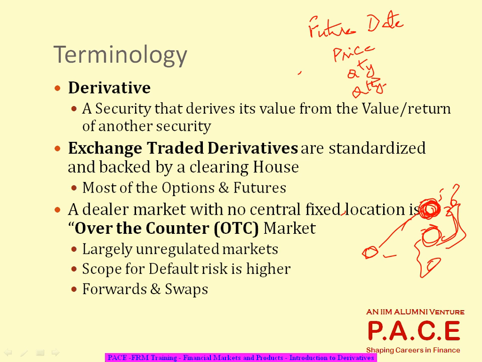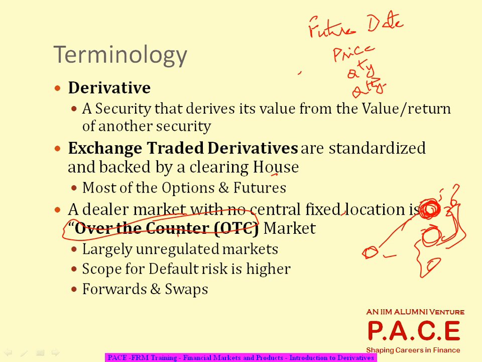Now, there are 2 places where this contract can be executed. One is over the counter. When I say over the counter, there is no central marketplace. There is no physical exchange. There will be a lot of dealers who will act as buyers and sellers, like some of your forex transactions that we see. Let's say ICICI Bank is a dealer. You go to an ICICI Bank branch, you will see the dollar buy rate, sell rate, all that stuff. It's not a centralized market.